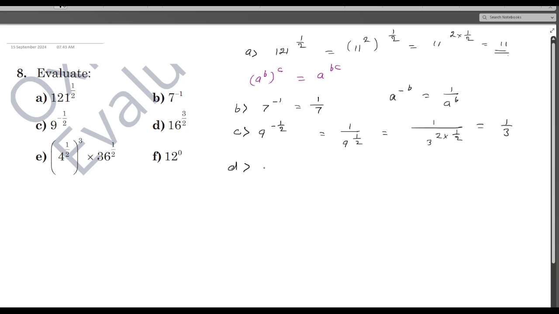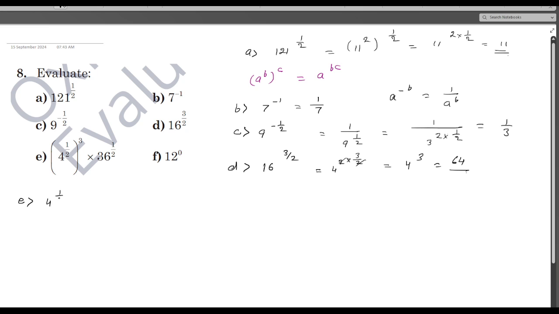D, 16 power 3 divided by 2. So 16 can be written as 4 square and its power 3 by 2. So the powers will multiply. The result will be, this 2 will cancel, it will be 4 power 3. 4 power 3 is 4 times 4 times 4. 4 times 4 is 16. 16 times 4 is 64. Your result is 64.